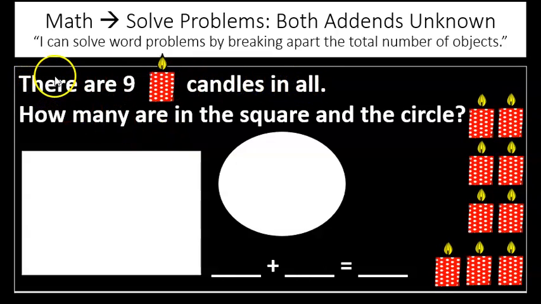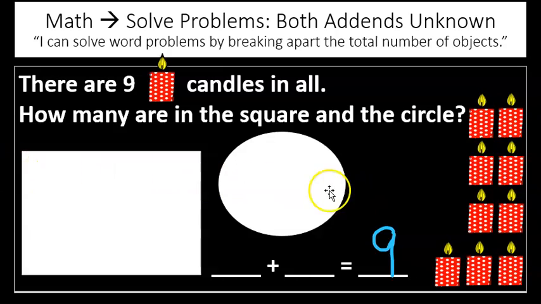Read it with me. There are 9 candles in all. So how many candles are there in all? 9. So right here, you're going to put 9 there, okay? Because that's the total of candles. Now, these two numbers are the addends. We have to know what two numbers will equal 9 based on these two shapes here. Now, let's do that together.